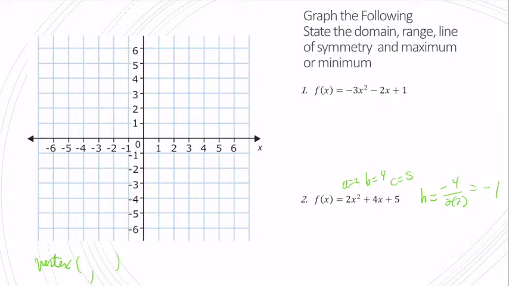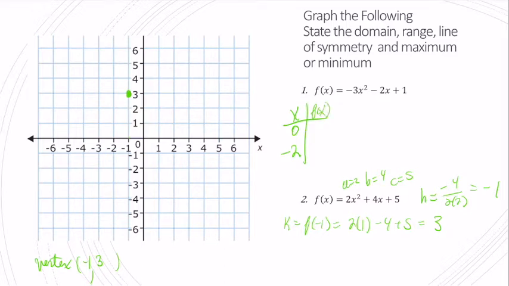My k is going to be f of negative 1, which equals 2 times 1 minus 4 plus 5, which is 2 minus 4, which is negative 2, plus 5 is 3. So when x is negative 1, y is 3. I know my parabola opens up. So let's go ahead and find 2 more points on our graph. Because my x value is a nice whole integer, I'm going to look at when x is 0 and when x is negative 2, knowing there's going to be some symmetry there.